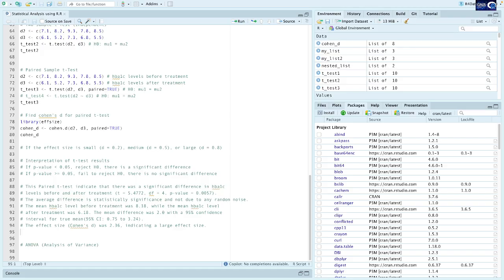ANOVA is kind of an extension to the t-test. Then why are we not using multiple t-tests and going for ANOVA? Suppose we have four groups.